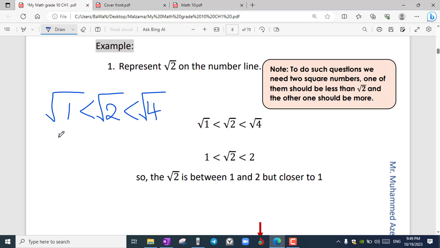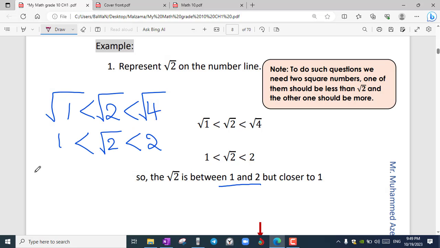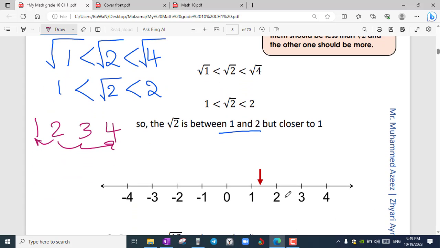Then I know radical 1 is 1. Radical 2 doesn't have an exact answer. It stays. Radical 4 is 2. Then I know radical 2 is a number between 1 and 2, but 2 is closer to 1 than 4. We say 1, 2, 3, 4. Between 1 and 2, there is only 1 step, whilst between 2 and 4, there are 2 steps. So 2 is closer to 1. Then on number line, it's between 1 and 2, but it's closer to 1. Just like this.